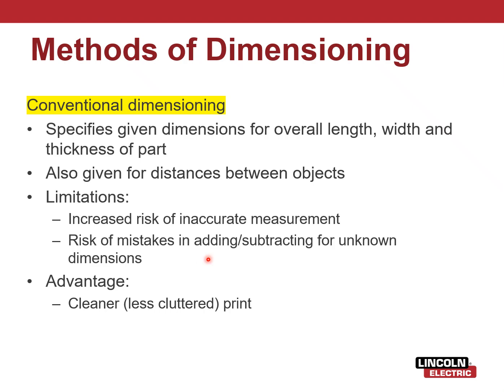So first method is conventional dimensioning. This gives dimensions for the overall length, width, and thickness of the part, and then distance between objects, but it does not give the exact location of every part. Okay, so this is a way to kind of clean up the print a little bit without having too many dimensions on it, because you see some advanced prints and it's just covered, and it makes it a little more difficult to kind of see. So sometimes they'll do conventional dimensioning, which means you'll have to do a little bit of math to figure out the location of some parts. All right, so there's an increased risk because of this for measurements.